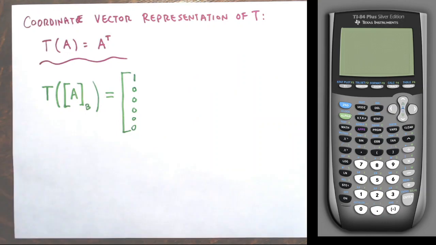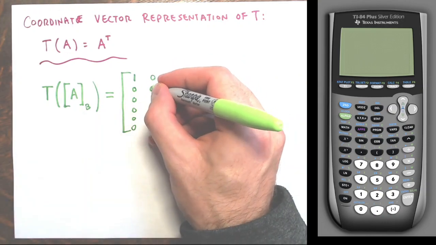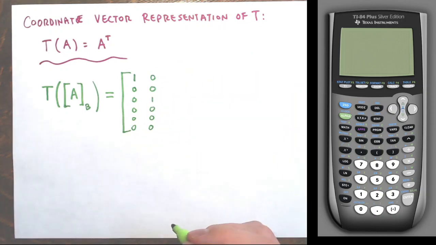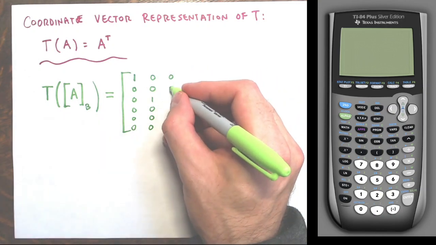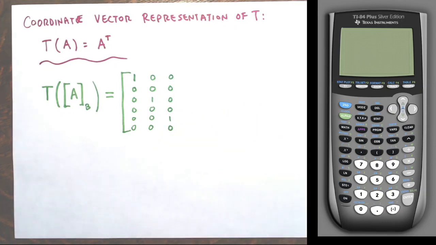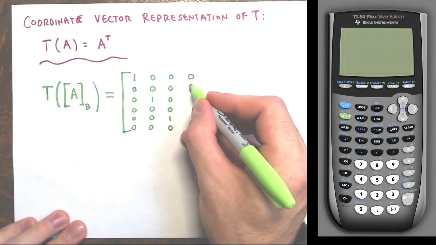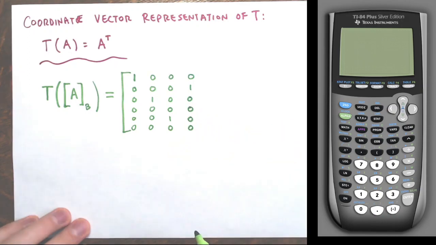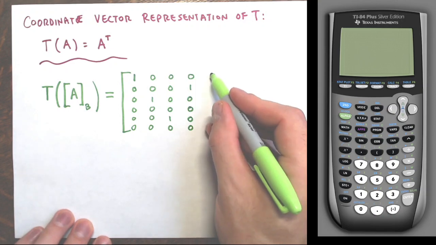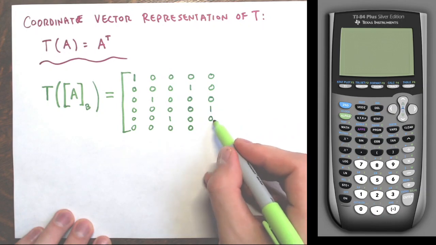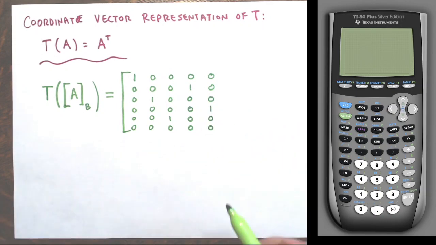Then the second column was 2 zeros, then a 1 and 3 zeros. Third column was 4 zeros, a 1 and a 0. The fourth column, 0, 1, and then 4 zeros. Fifth column, 3 zeros, a 1 and 2 zeros. And then the last column, 5 zeros and a 1.